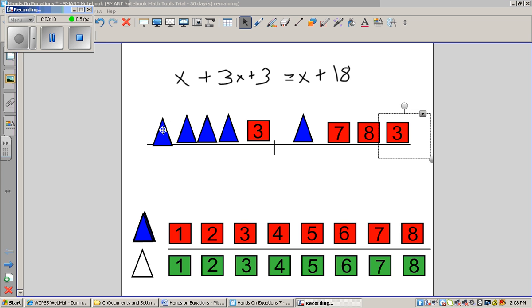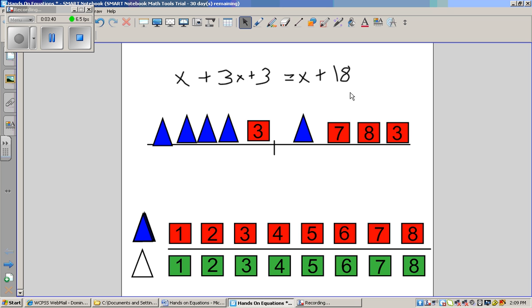Okay, here's my x plus 3x plus 3 equals x plus 7 plus 8 plus 3. This is 7 and 8 is 15 plus 3 is 18. I don't have as many number cubes as you have in your set. If you're showing 18 with a 10 and an 8, that's fine. If you're showing 18 with a 9 and a 9, that is fine. I just don't have those number cubes, so I had to use 3 to add up to 18.